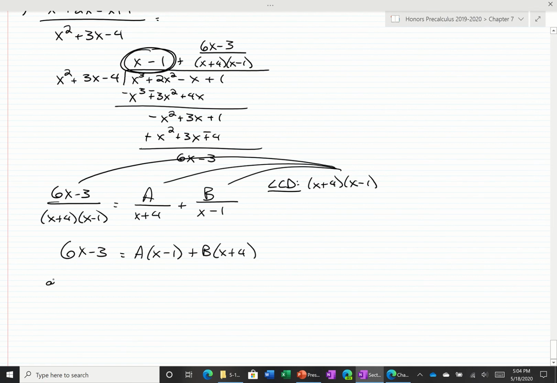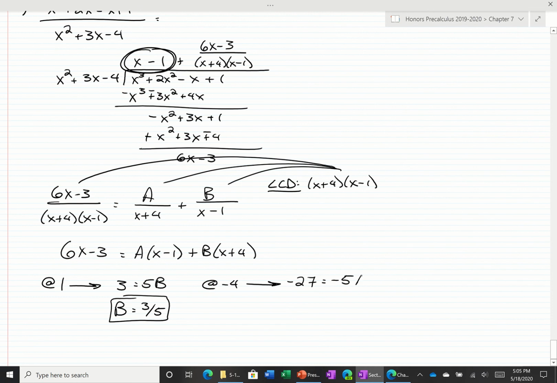If we plug in 1 for all the x's, we get 6 minus 3 is equal to 5b. So b is equal to 3/5. And if we plug in negative 4 for all the x's, we get negative 24 minus 3, which is negative 27, equal to negative 5a. So a would be 27 over 5.